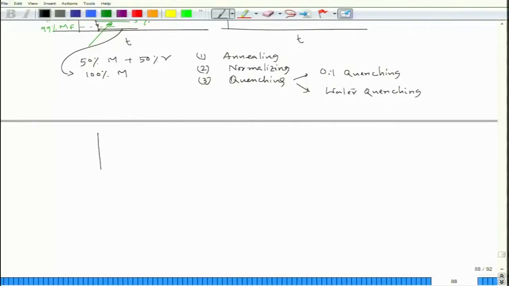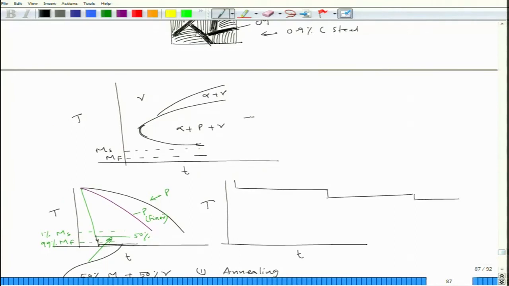For example, in that case I can have a situation like this. This is martensite start, this is martensite finish. I take it to austenitization, that means I take everything into austenite and then quench it. If I take this particular reference, let us say a TTT diagram, quenching should be done such that it should not touch any of those C curves. So, it should be quenched like this. That means gamma does not convert into any other phase before reaching martensite.